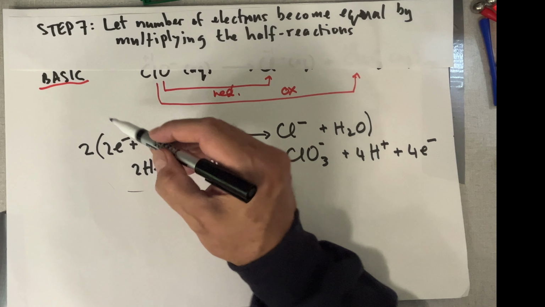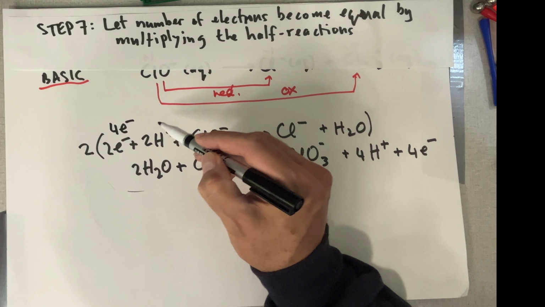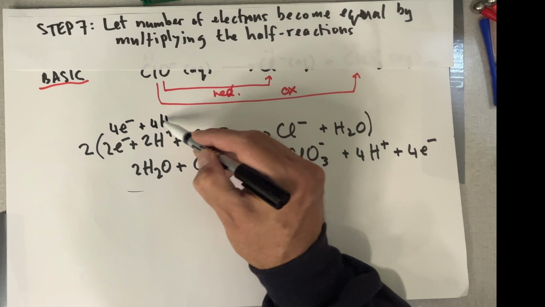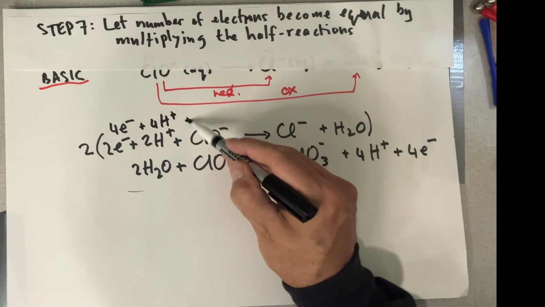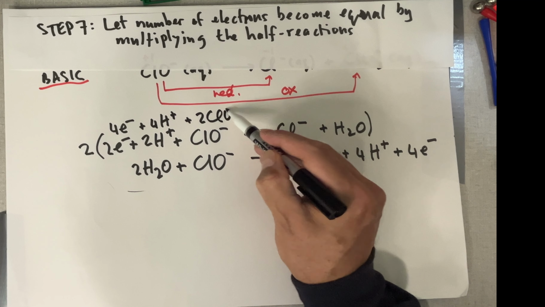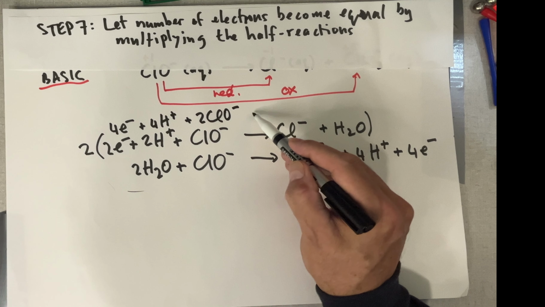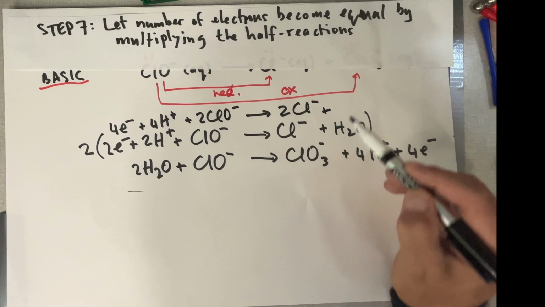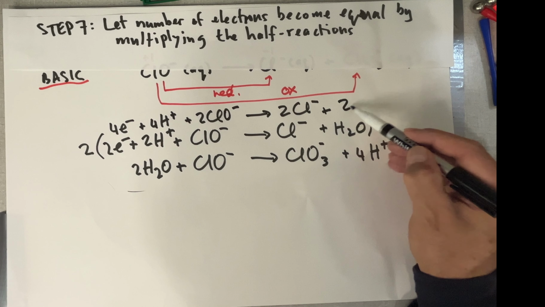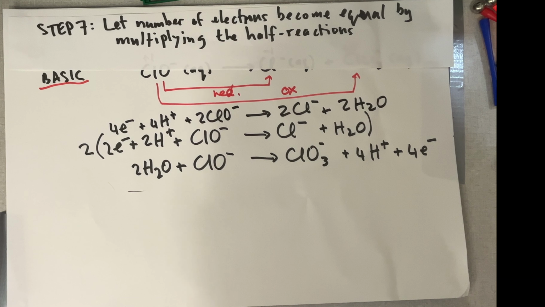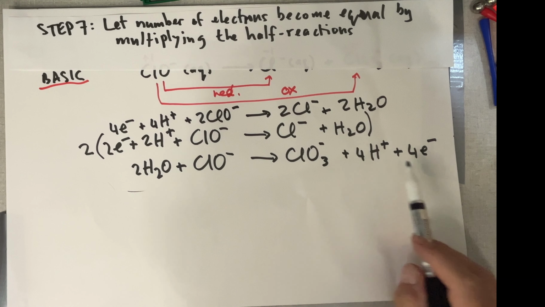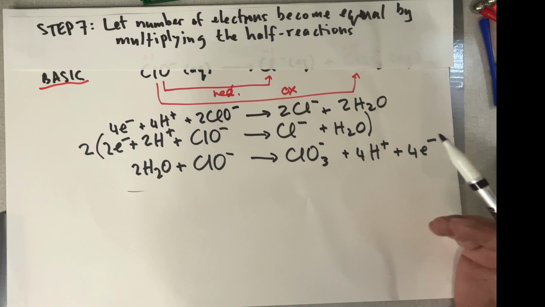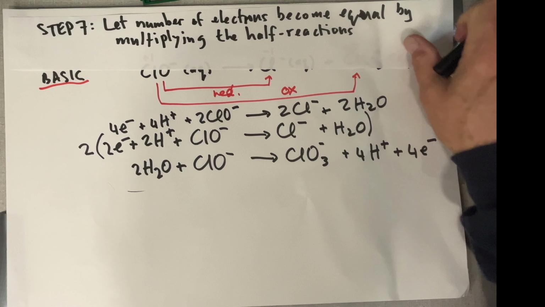So here you have 4 electrons plus 4 H plus plus 2 ClO minus, and that gives 2 Cl minus plus 2 H2O. And now you've balanced the electrons by multiplying the relevant half reaction appropriately.